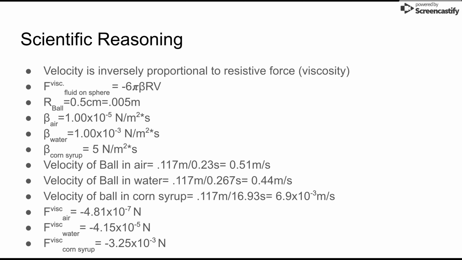We were able to use all these values to calculate our viscosity for the air, water, and corn syrup. For the air, we calculated negative 4.81 times 10 to the negative 7 newtons, water was negative 4.15 times 10 to the negative 5 newtons, and corn syrup was negative 3.25 times 10 to the negative 3 newtons.